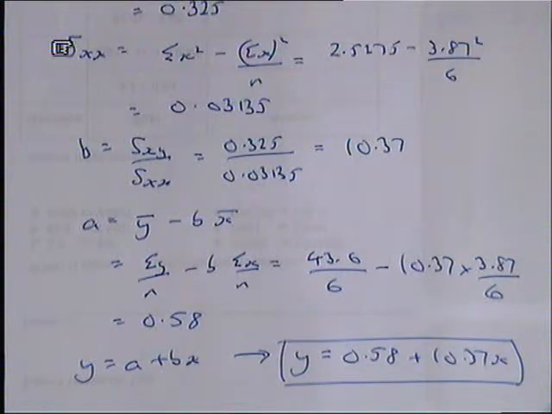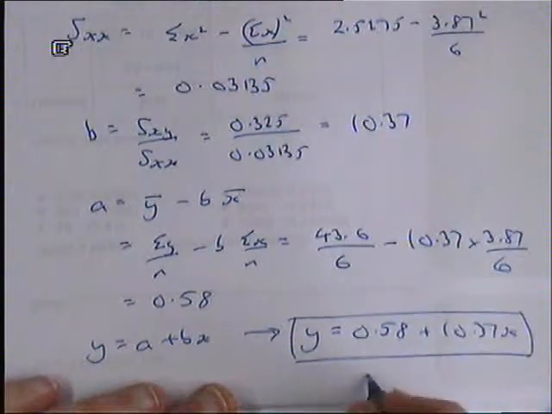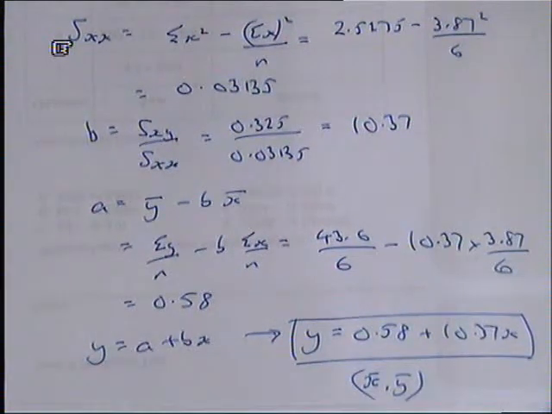There's one thing that will always happen with these lines. This line, with this equation, is always guaranteed to go through the point x bar, y bar. It will always be guaranteed to go through that point.